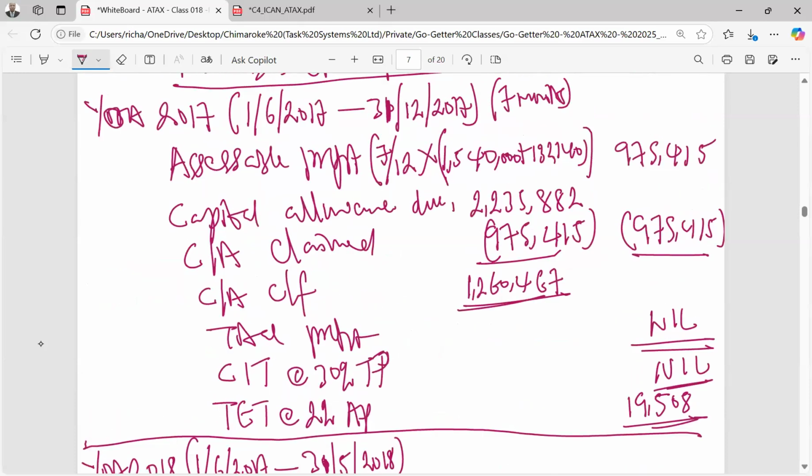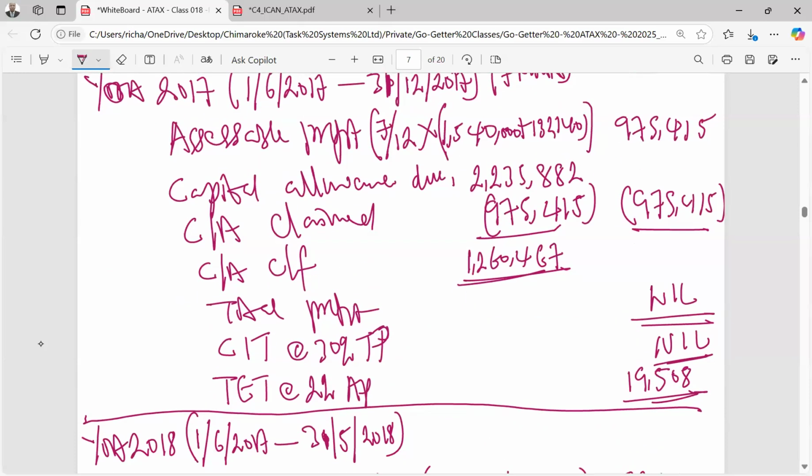Now we have 1st June 2017. It's also here. 31st of December 2017. It's also here. So what is not here, the addition here, is January to May, which is 5 months. 7 months is overlap. The remaining 5 months is not overlapped.